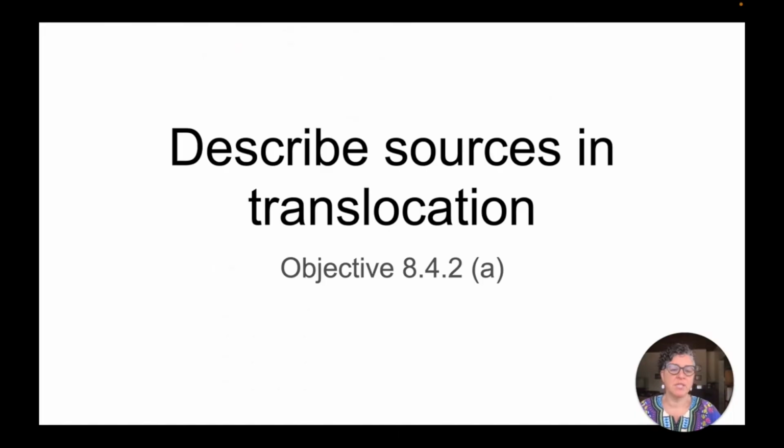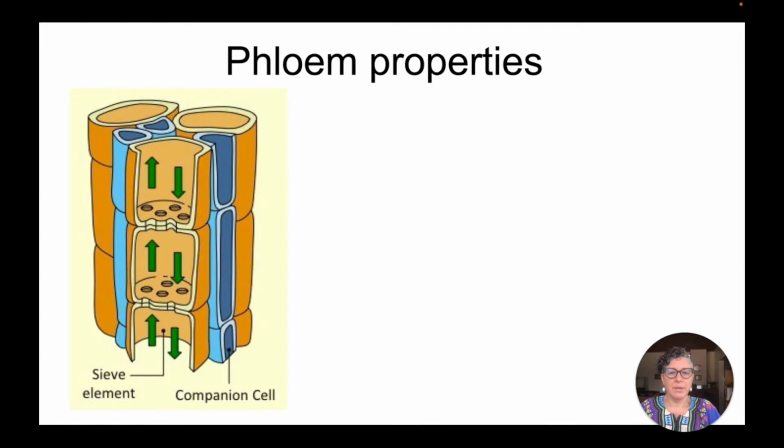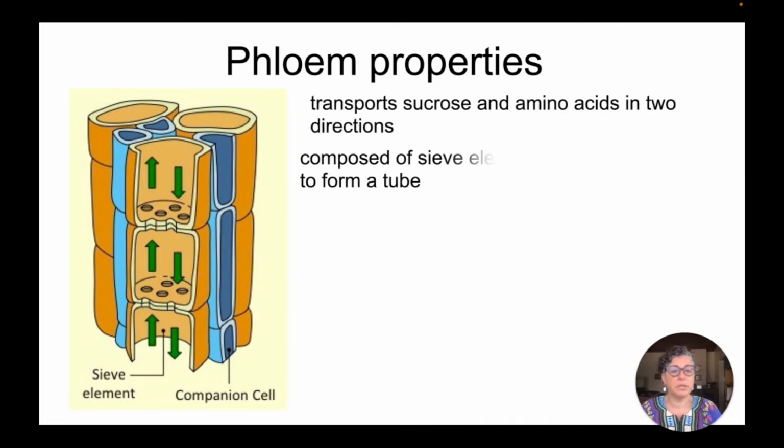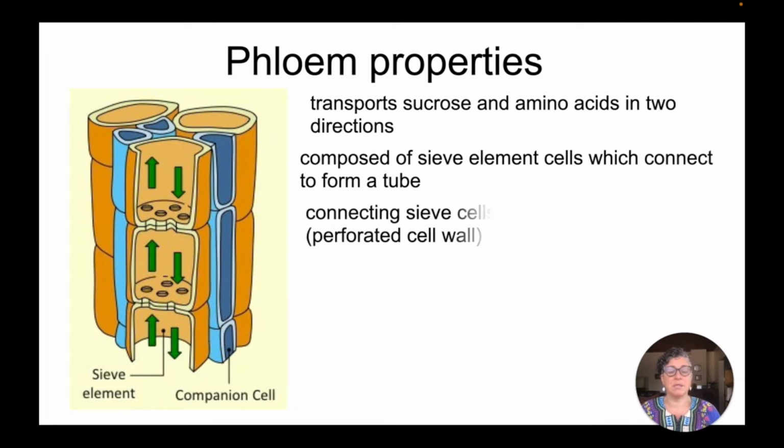This video covers the IGCSE Biology Objective 8.4.2a on the 2025 CAIE syllabus to describe sources in translocation. So we know what translocation is now, but let's just talk about some of the phloem properties that we have not discussed before. So the phloem is going to transport sucrose and amino acids in two directions.